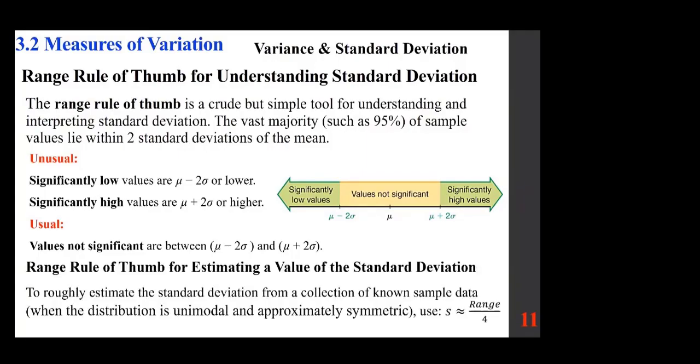To roughly estimate the standard deviation from a collection of known sample data when the distribution is unimodal and approximately symmetric, use S is approximately range over 4. This distance from here, if you will, to here is 4 sigma. And normally we don't have access to the population standard deviation, so if we have that range, we can divide it by 4, and that would be the standard deviation we are going to use. And so range rule of thumb, mu plus minus 2 sigma. Within that is usual, and beyond that it's unusual.